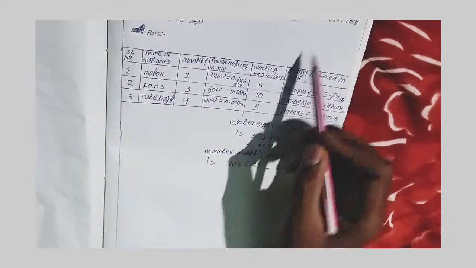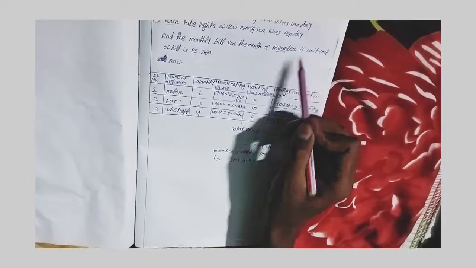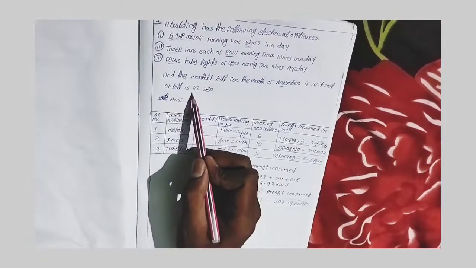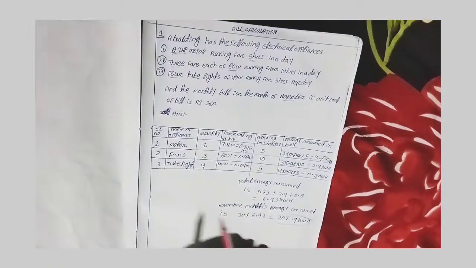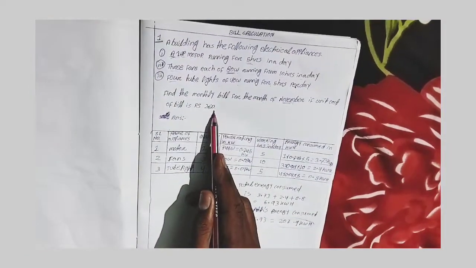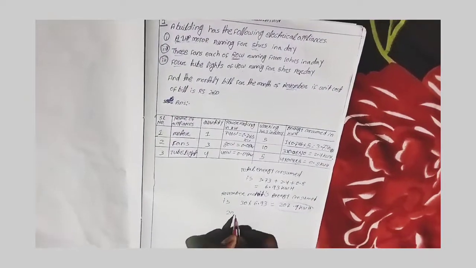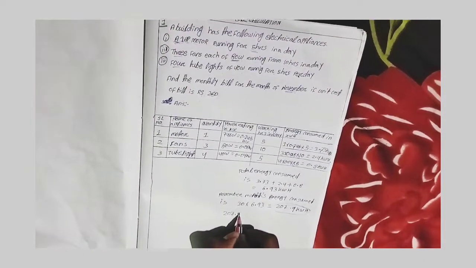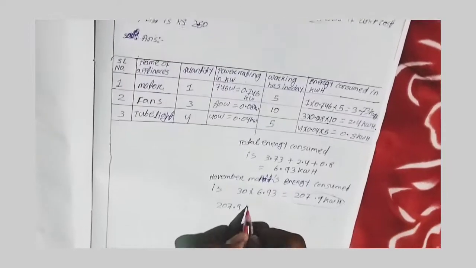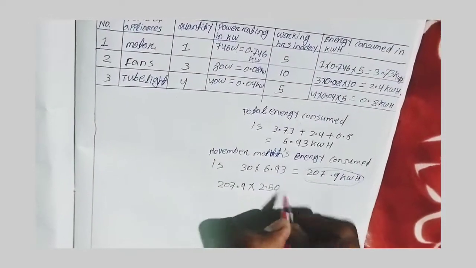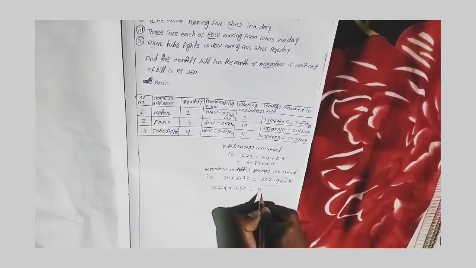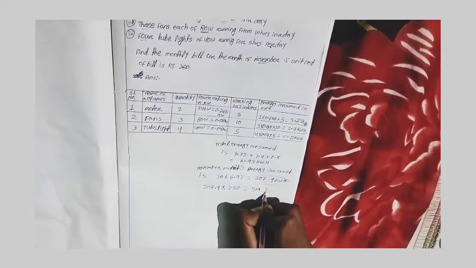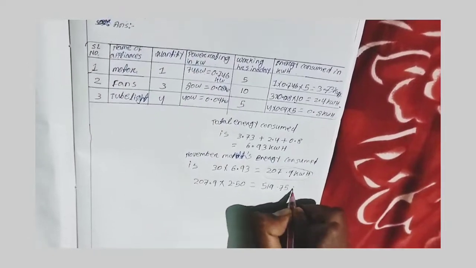So it is asking the unit cost of bill. If the unit cost of bill is 2.50 rupees, find the monthly bill. So 1 unit is equals to 2.50 rupees. So 207.9 kilowatt hours into 2.50 rupees is equals to 519.75 rupees.